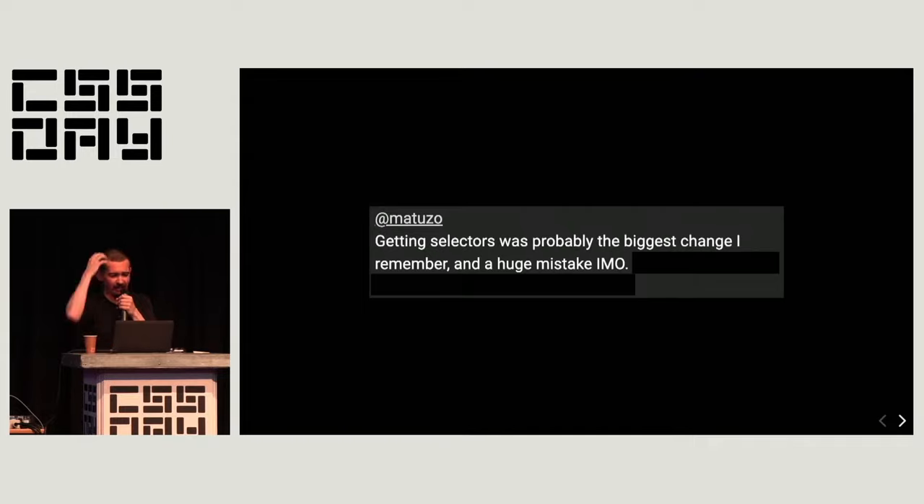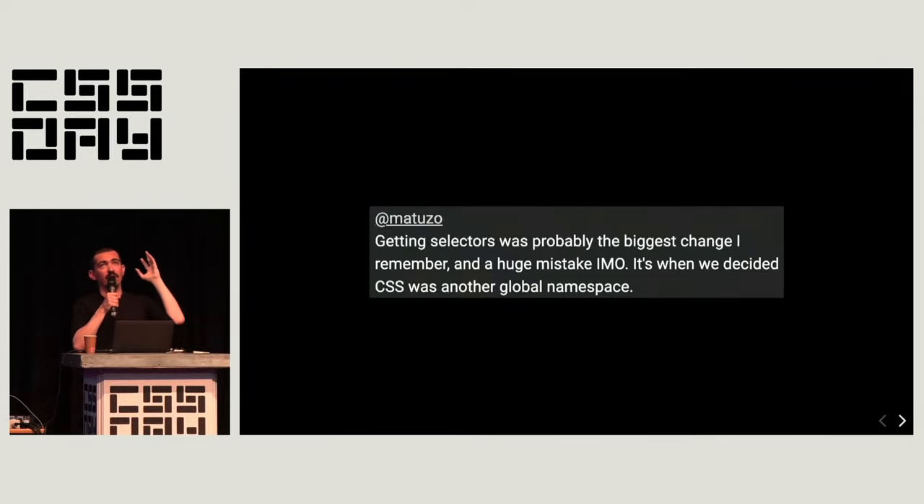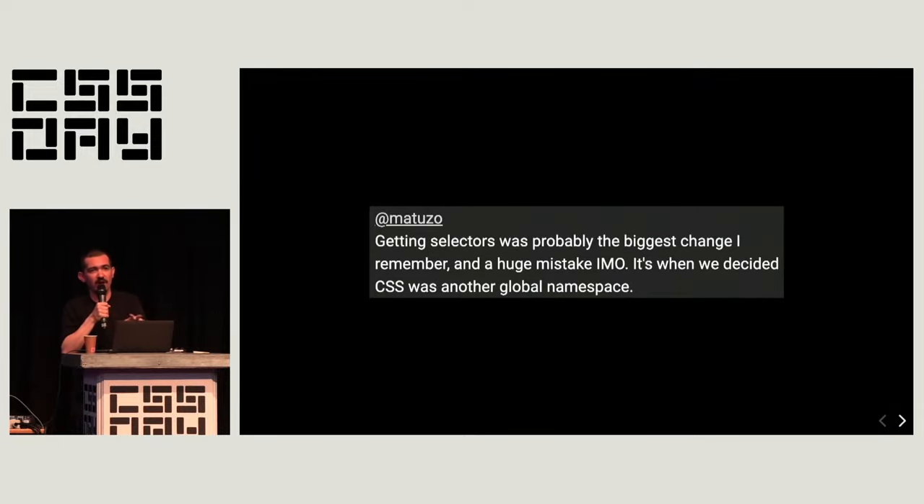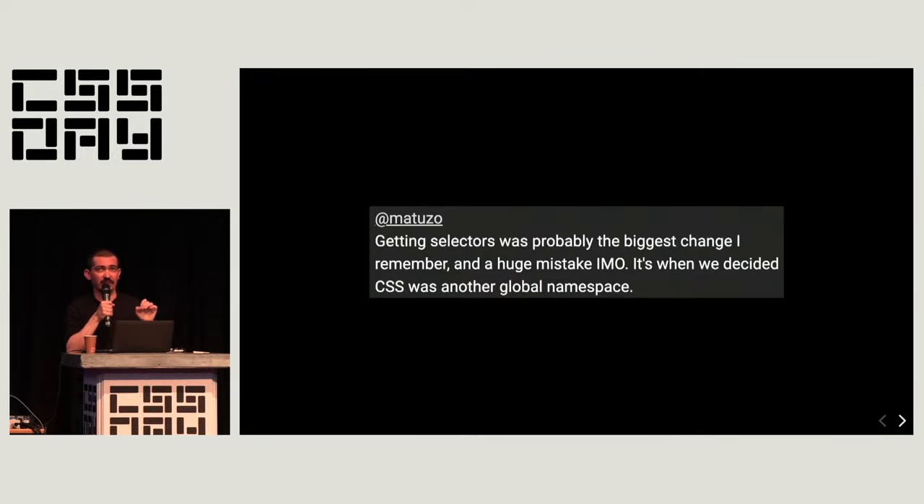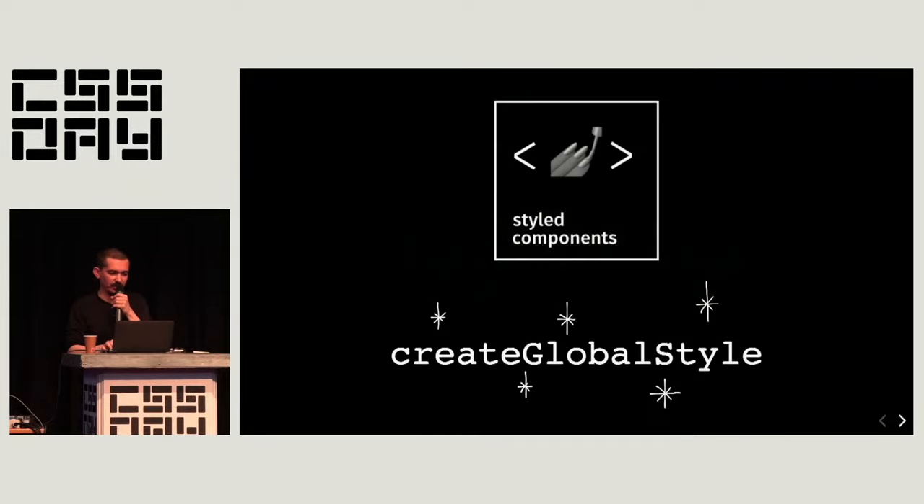Getting selectors is probably the biggest change I remember and a huge mistake, in my opinion. And the reason is, that's when we decided that CSS was another global namespace. So what I'm getting here is that avoiding global namespaces, though the term isn't defined here, is so important that you would take the one thing out of CSS which actually makes CSS do something. That appears to be the approach going on there.